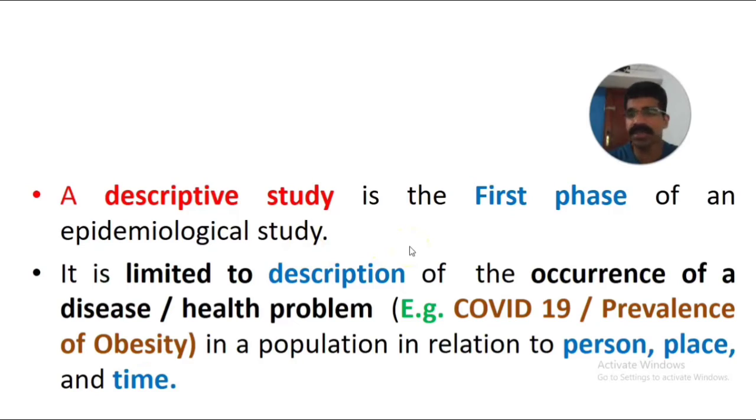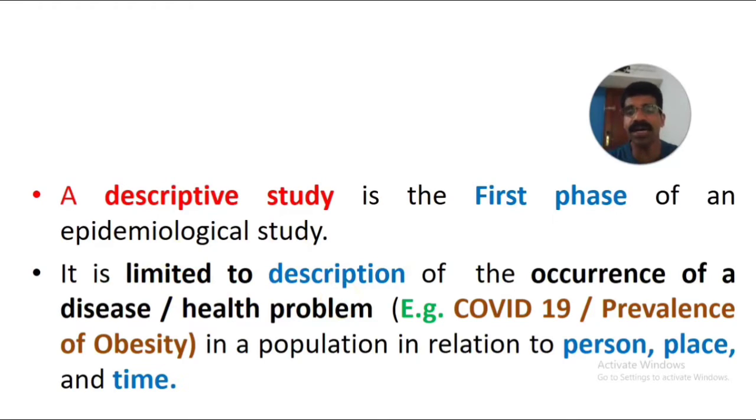As I have already discussed in the previous video, classification of epidemiological studies, a descriptive study is the first study in epidemiology. So it is the first phase of an epidemiological study. This is limited to only description.